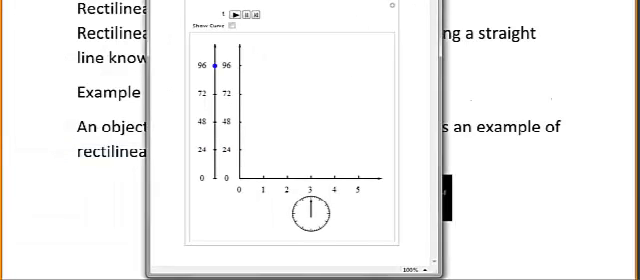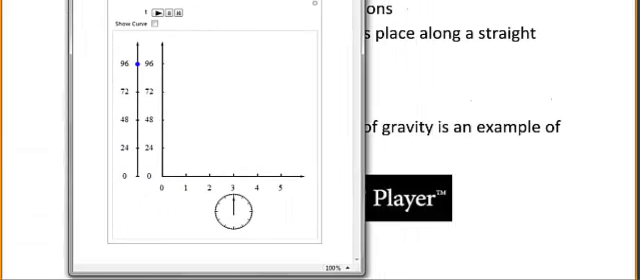Okay, here's the situation. Notice we have an object. It's located 96 feet above, say, the surface of the Earth. And the object, if we drop it, of course it falls. It starts out slow and goes faster as we get towards the bottom, towards the end of it.